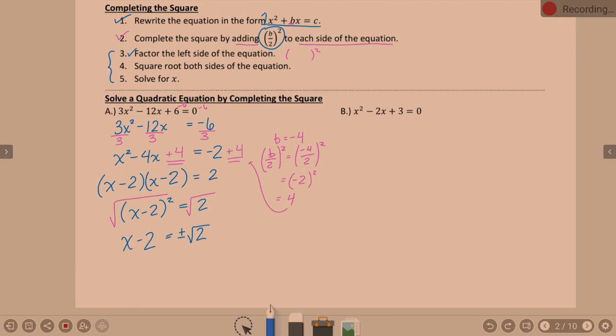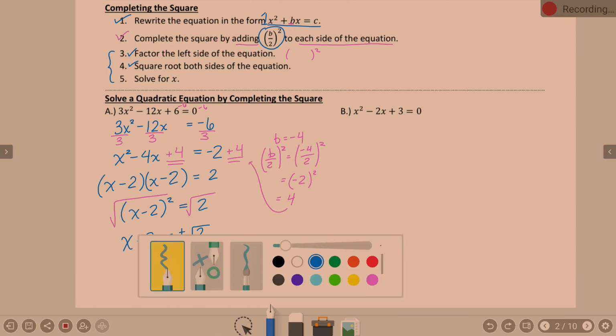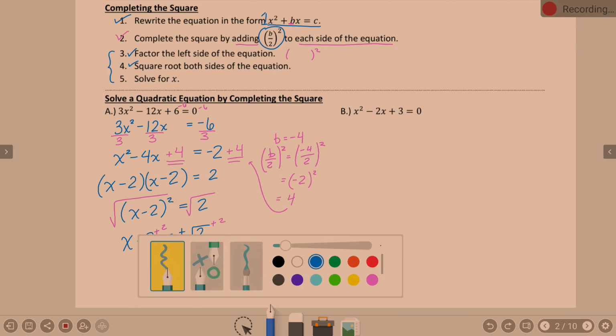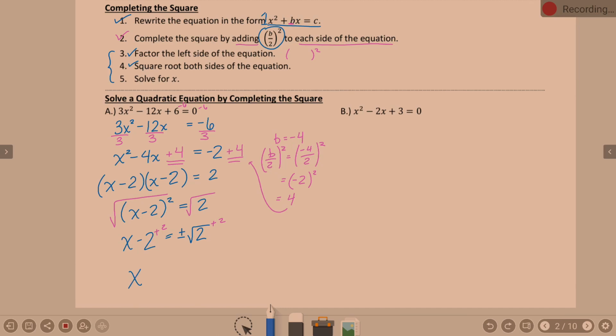Okay, that's step 4. I don't even know if I really need to put step 5, because you know you're not done, because we haven't finished solving for x, right? How do we solve for x? Add 2. When we add 2, the 2's on the left cancel. X equals 2 plus or minus the square root of 2. Good. Okay. You've completed the square.